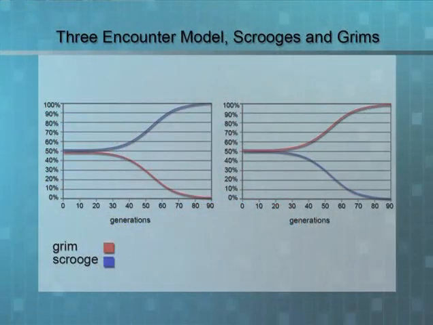Here are some sample graphs. The first one starts with 51% Scrooges. The second one starts with 51% Grimms. And what happens when exactly 50% of the population is Scrooges? Then both sides are equally fit, and so the 50-50 split persists. It's an equilibrium. But it's an unstable one.